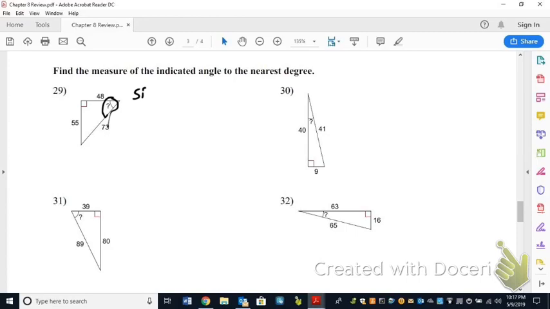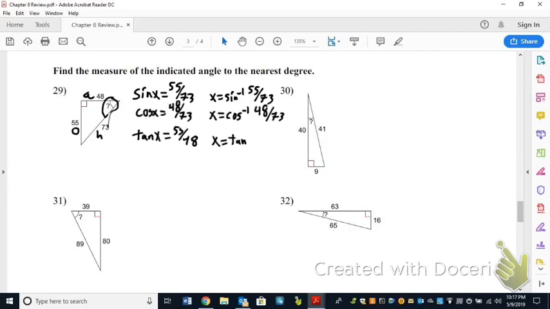If I pick that one and identify opposite, adjacent, and hypotenuse, then the sine of x, which is my missing angle, is 55 over 73, which means that x equals the inverse sine of 55 over 73. Remember, inverse sine says what angle has that ratio as its sine. We do the same thing with cosine and tangent.